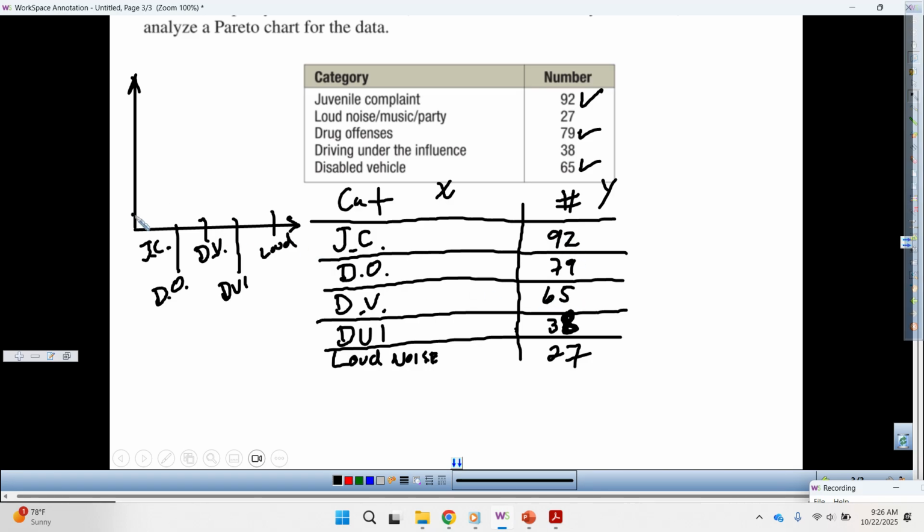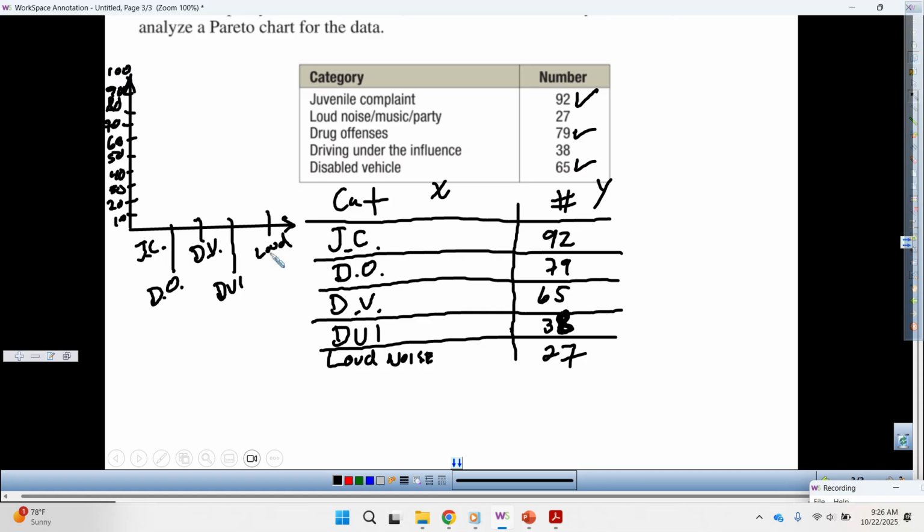So I'm going to go by tens. 10, 20, 30, 40, 50, 60, 70, 80, 90, 100. And of course the X is called category, the number of complaints. The Y is the number of complaints. All right, here we go. Juvenile complaint 92. 92 is up to over here.